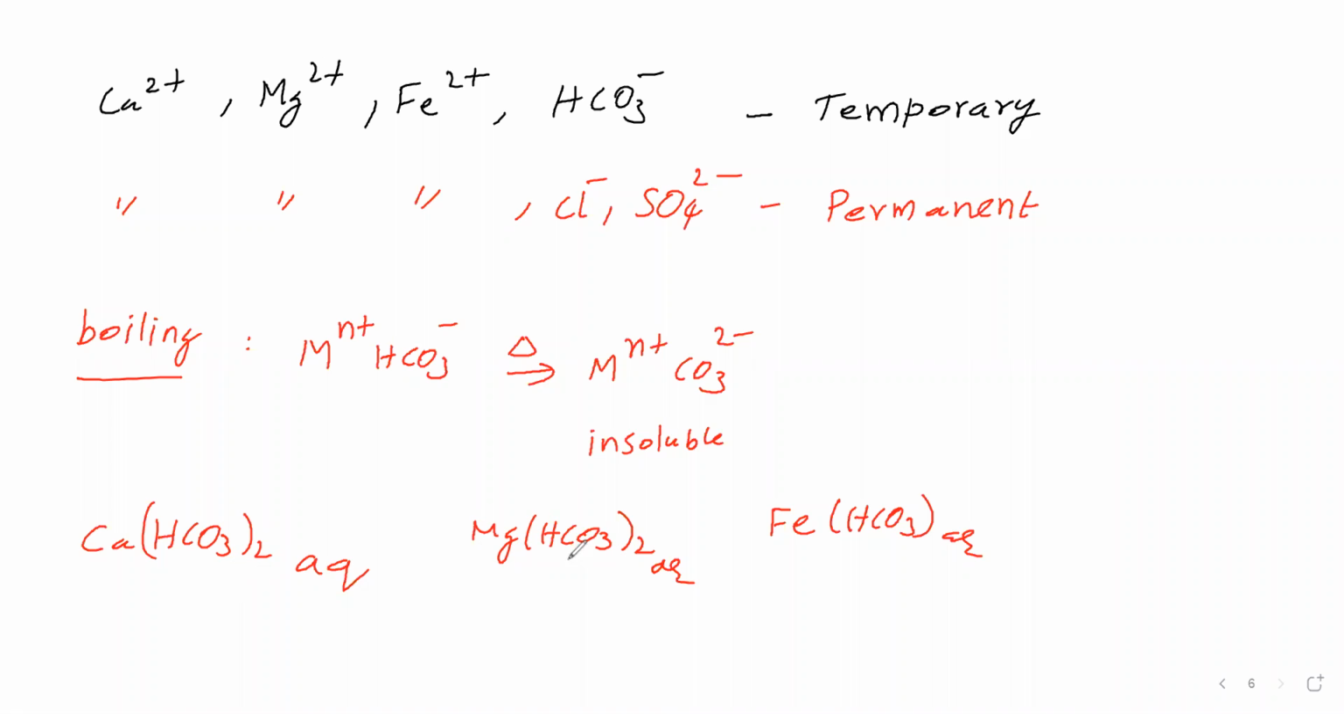When these bicarbonates are boiled, calcium bicarbonate becomes calcium carbonate, a precipitate, an insoluble salt. Magnesium bicarbonate becomes magnesium carbonate, which is insoluble in water. Ferrous bicarbonate becomes FeCO3, which is also insoluble in water. Since they are precipitated as carbonates, we just filter and remove them.